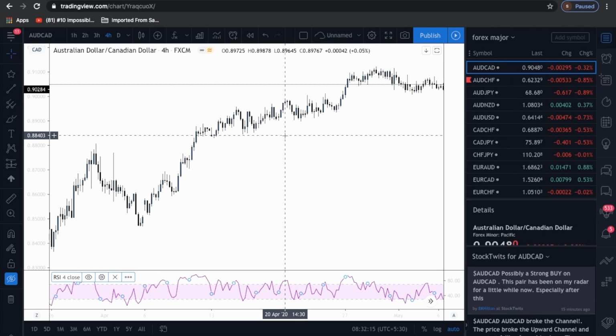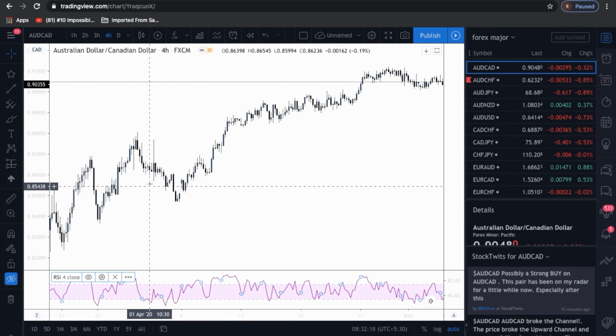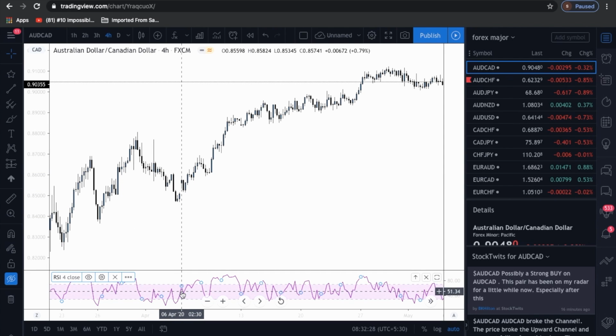many false signals. If you can see at this point, the RSI is showing that the price is oversold, but the price still keeps on moving down. So that's the problem when you lower the period of the RSI. You will get too many false signals.